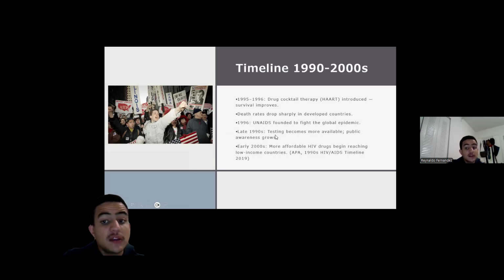Then in the late 1990s, testing becomes more available and public awareness grows. We have people protesting on campuses and in schools. That's when we have to bring awareness to people about HIV. And that's when we have the first HIV test kits to know if you had HIV and things like that. And then in the early 2000s, more affordable HIV drugs begin reaching low-income countries.